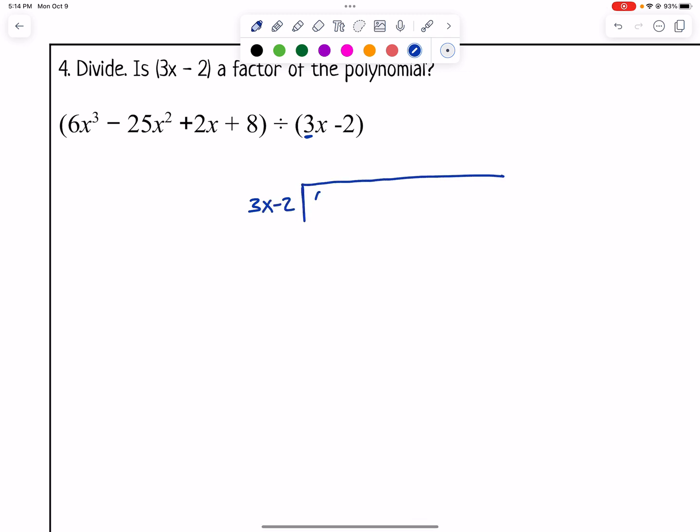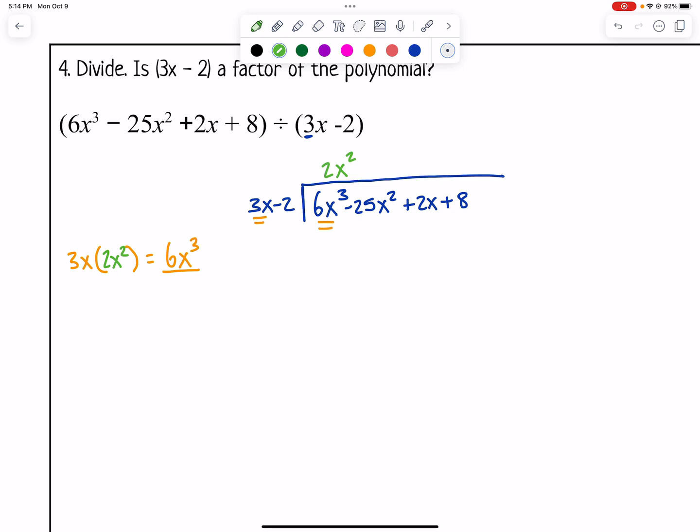So I'm going to set it up. So put your binomial that you're dividing by out front, and then the polynomial that you're dividing into underneath that big division bar. So then we take the first term on the outside and we decide, what do I have to multiply 3x by to get that first term underneath? So 3x times what will give me 6x cubed. And what works best is 2x squared, or that's the term that we're missing.